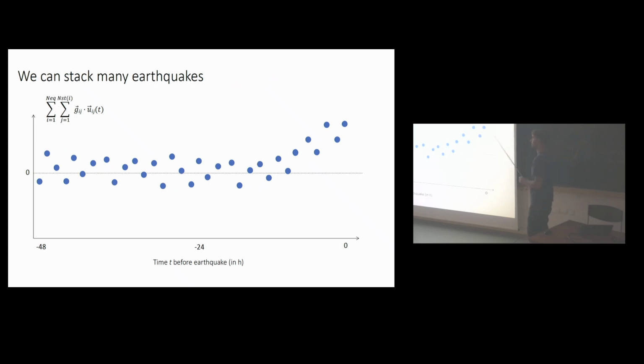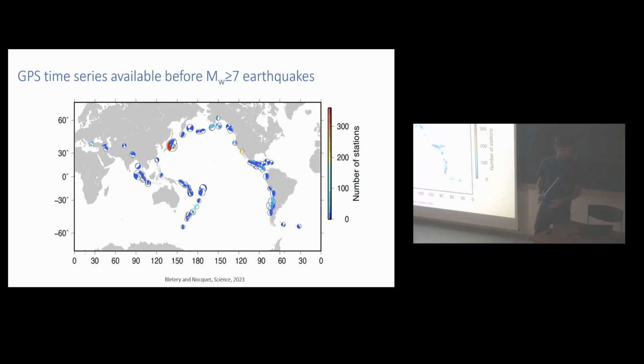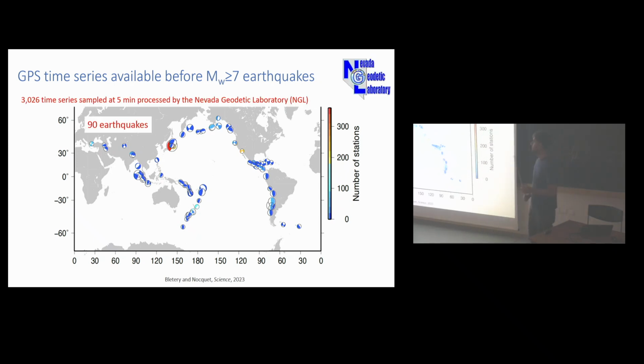Now, another thing you can do is not only stack on all the GPS stations, but also on all the earthquakes. And this way, hopefully you can get a clearer signal. So that was the idea, and basically we applied that to all the magnitude 7 and plus earthquakes that we could find. And that was, at the time, a total of over 3,000 time series recorded before 90 events. The data come from NGL. They're processed at 5 minutes.